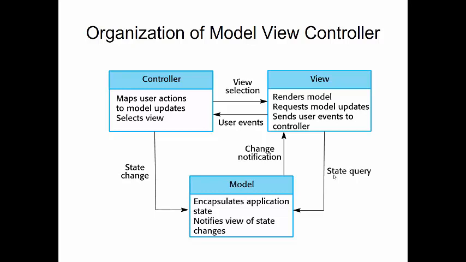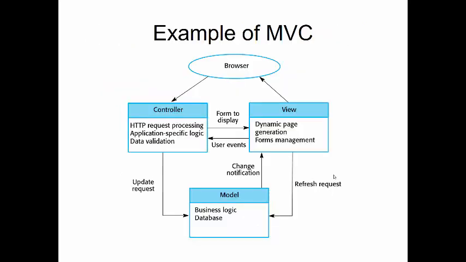So the view can query the model to see how to display the underlying data. The controller maps the user actions, for example, a button click to update the model, which also updates the view.